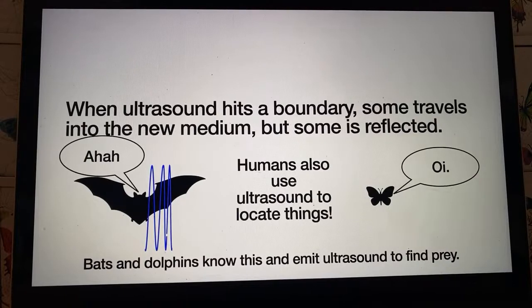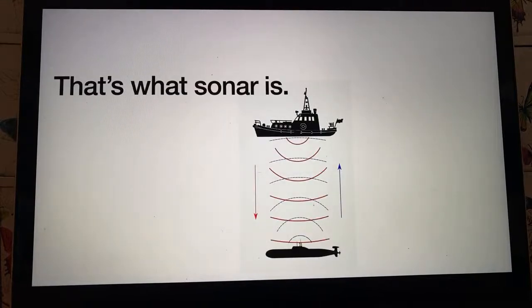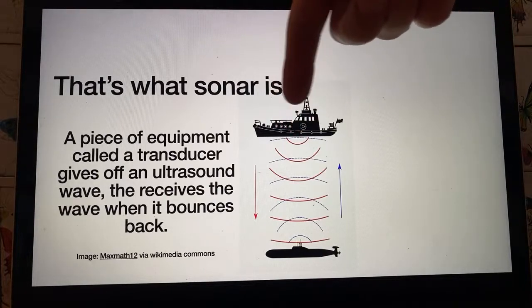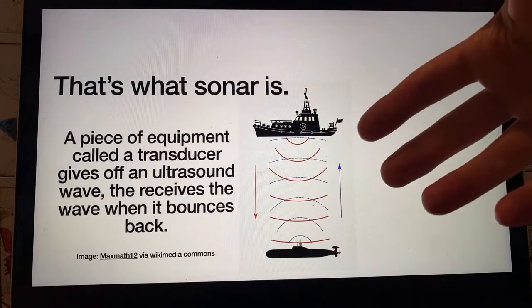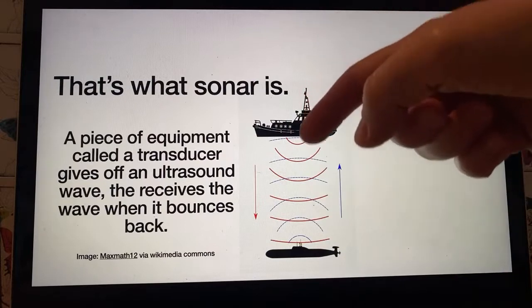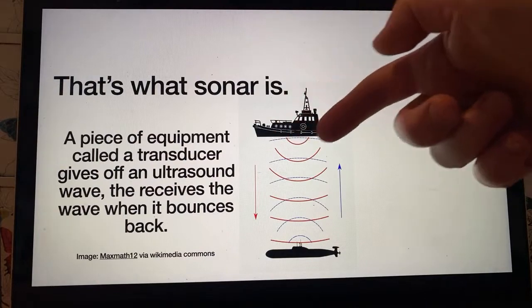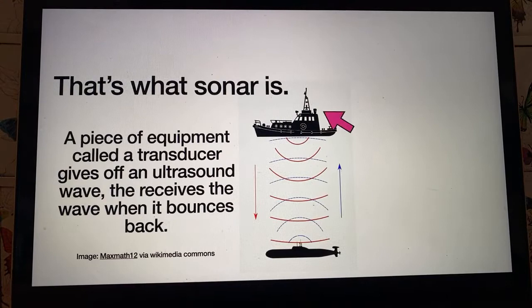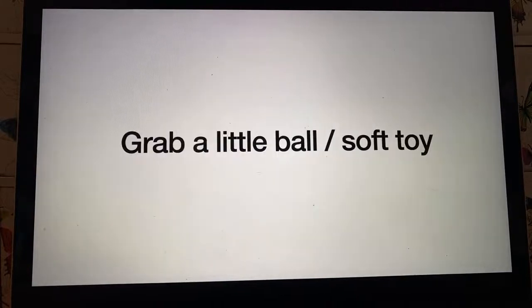But humans can also do this. Humans use ultrasound to locate things. That is, in fact, exactly what sonar is. So a piece of equipment called a transducer, say, on a ship, gives off an ultrasound wave into the sea. It's not good for sea life, but it's good for us. And then this bounces off, say, a submarine or something, and then gets back to the ship. And the transducer not only gives off the ultrasound waves, but it also detects that ultrasound wave when it comes back. And the time it takes to bounce back tells you how far away the object is. There you go, very much like a bat.